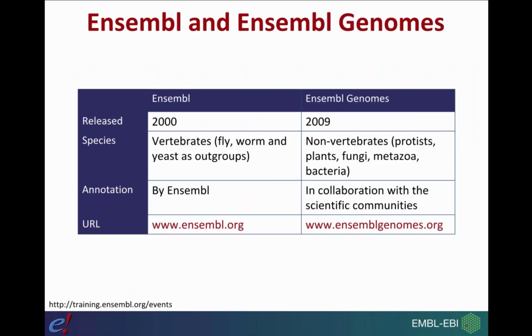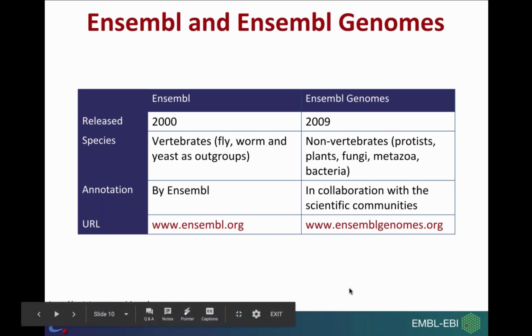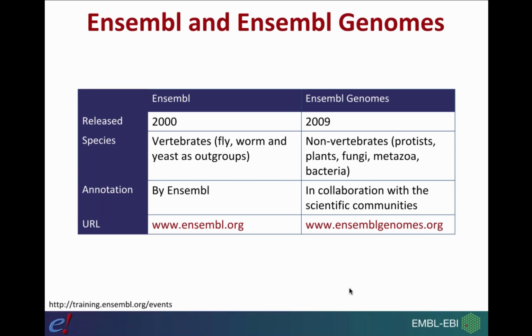This table here summarizes the differences between Ensembl and Ensembl Genomes. Ensembl started 9 years earlier than Ensembl Genomes, but the main difference is really the annotation. For the species in Ensembl, we do the annotation of the genomes ourselves, while for Ensembl Genomes, this is done in collaboration with the scientific communities. So the annotation is provided by somebody else, and we upload and integrate it in our genome browser.